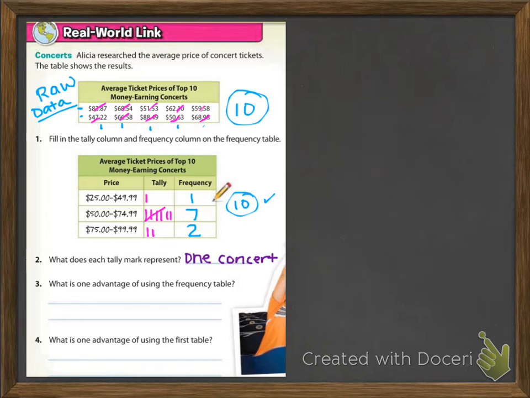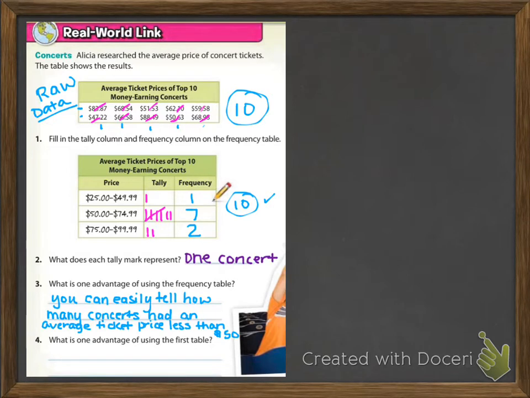So for this one, you can easily tell how many concerts had an average ticket price less than $50. Then question number 4 says, what is one advantage of using the first table? So the first table that they're talking about is this one up here, the raw data. So that's what they're talking about when they say first table. They're talking about this right here. So what's one advantage of using the first table?